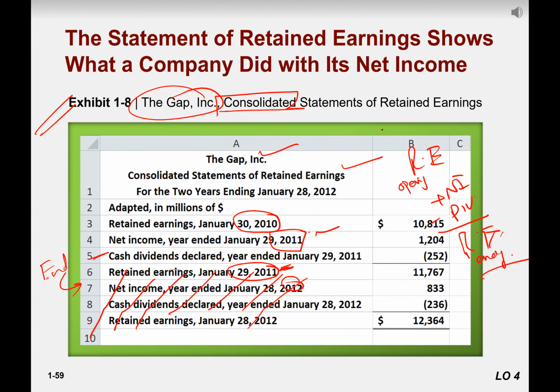For example, this is 2011. So in 2012, that ending will become the opening. And then again, the net income of that year. So it means this net income would be 2011, not 2010, because we are making the 2011 retained earnings statement. This is 2011, right, guys? So just remember the formula for retained earnings, and you are good to go.